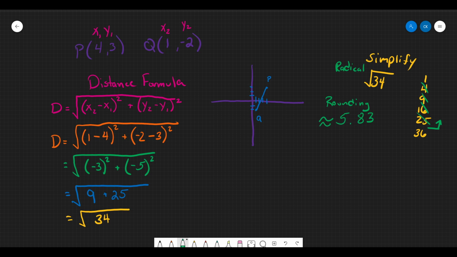So it really all depends on whether I ask you to leave it as a radical or to round it. But this is the distance between my point P and my point Q here. So that's how you find the distance between 2 points. You just use your distance formula. And again, it really is just take the 2 points, plug them in, and then do PEMDAS to get your answer. So let's try another one of these.